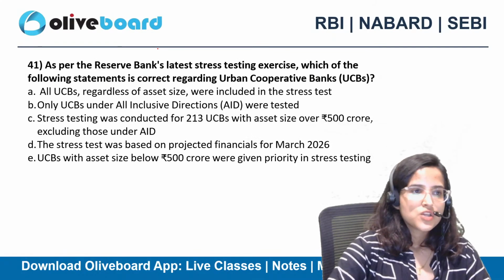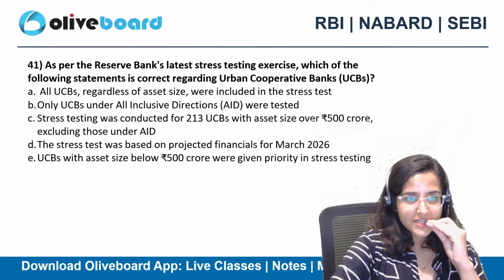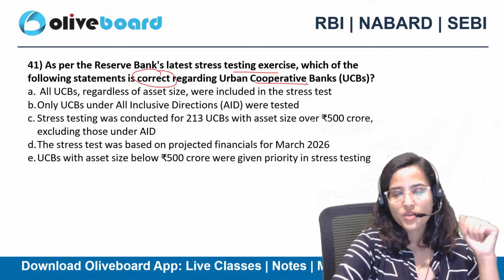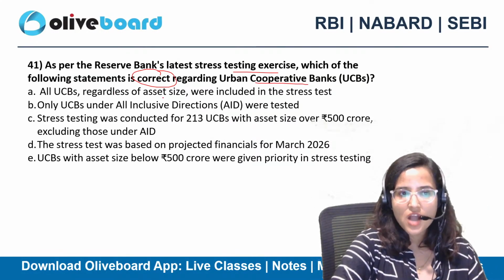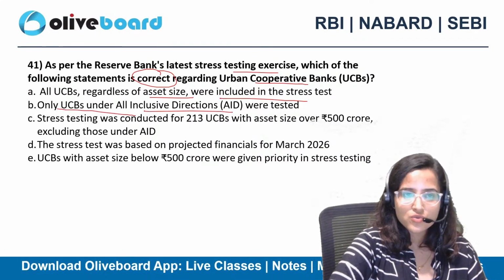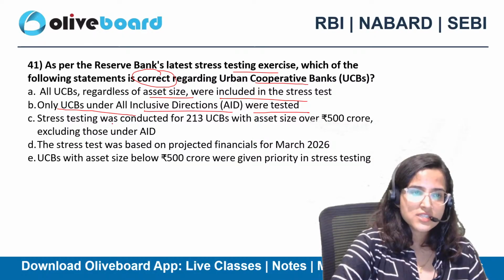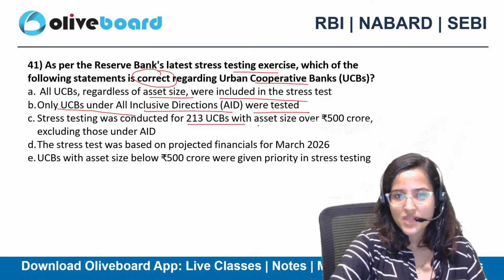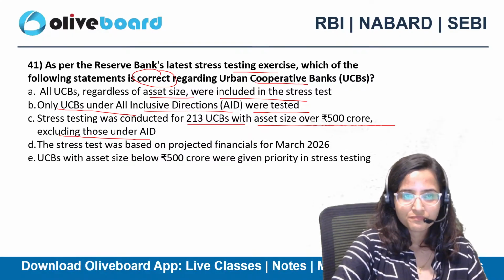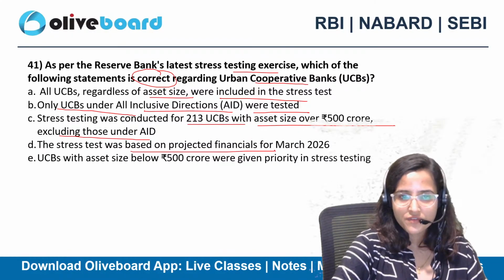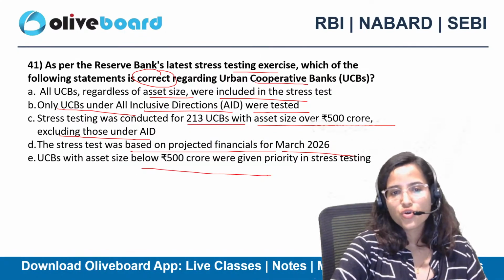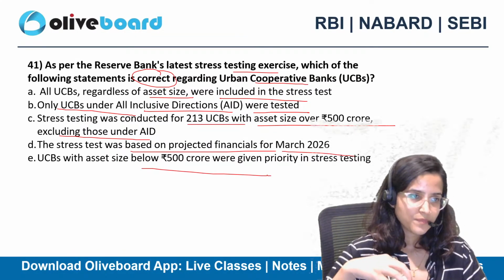As per RBI's latest stress testing exercise, which of the following statements is correct regarding urban cooperative banks? All UCBs regardless of asset size were included in the stress test. Only UCBs under all inclusive directions were tested. Stress testing was conducted for 213 UCBs with asset size over 500 crore, excluding those under AID. The stress test was based on projected financials for March 2026. UCBs with asset size below 500 crore were given priority in stress testing. 41st question.